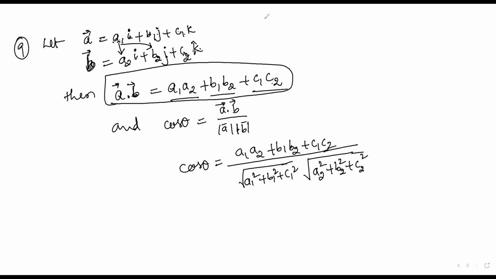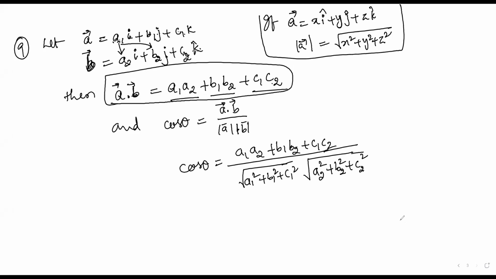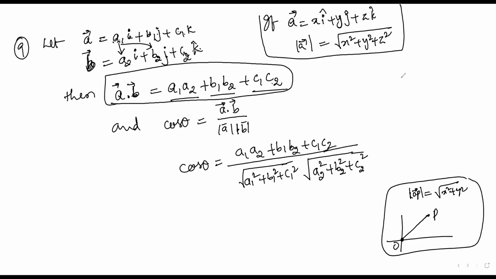If A bar is xi plus yj plus zk, then mod A, the magnitude of A, is by Pythagoras theorem the square root of x square plus y square plus z square. Already I told you magnitude means this distance formula. Here is O, here is P, mod OP by Pythagoras theorem is the square root of x square plus y square. But in 3D, you get the square root of x square plus y square plus z square. That is the magnitude.